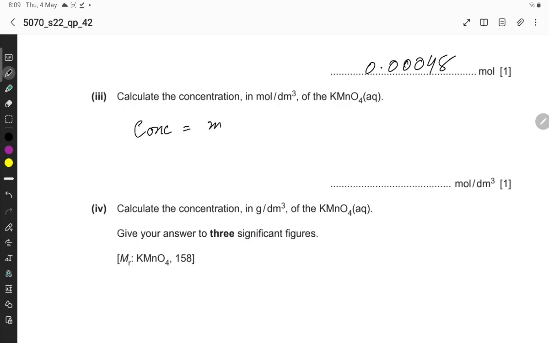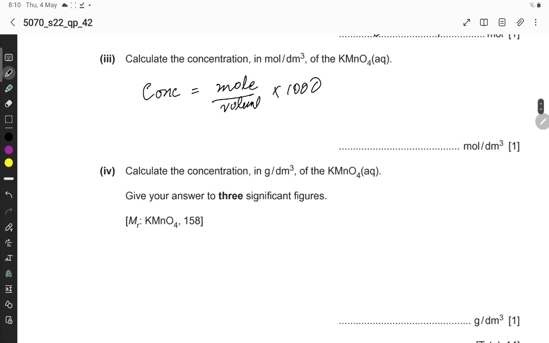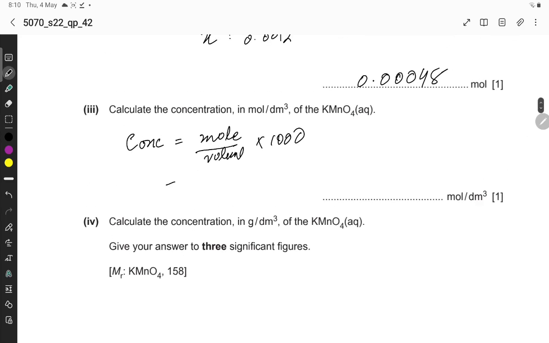Calculate the concentration in mole per dm cube of the KMnO4. Concentration is equal to mole over volume into 1000. Mole is 0.00048 and the volume is 24.55 into 1000.